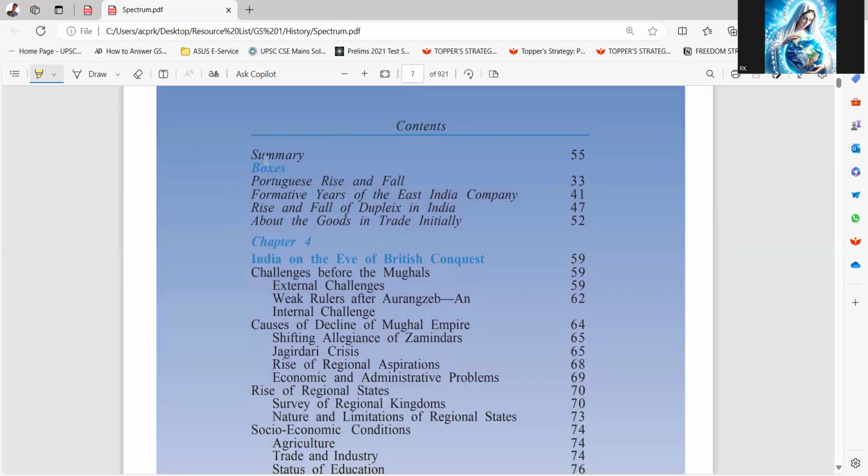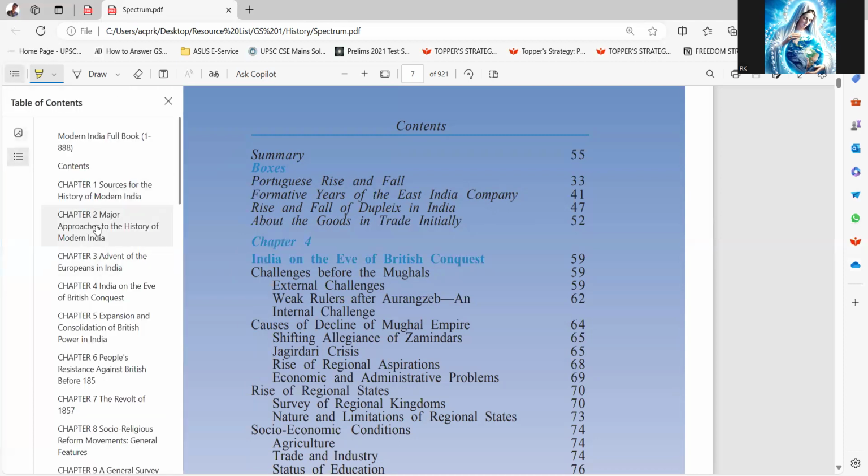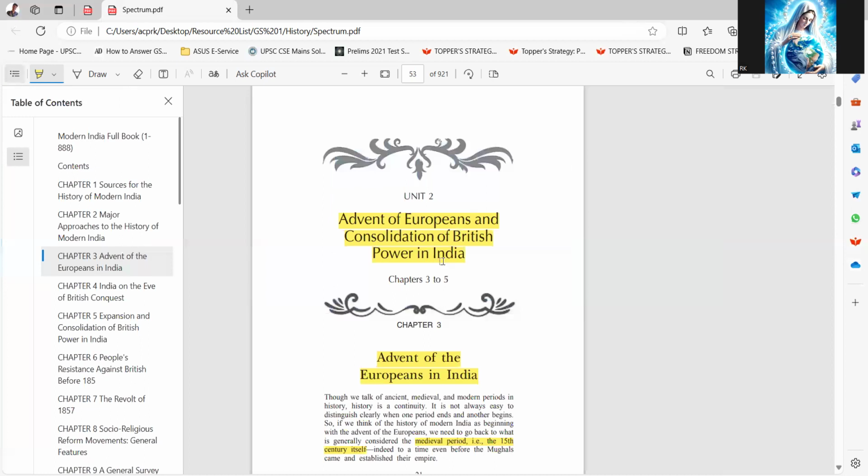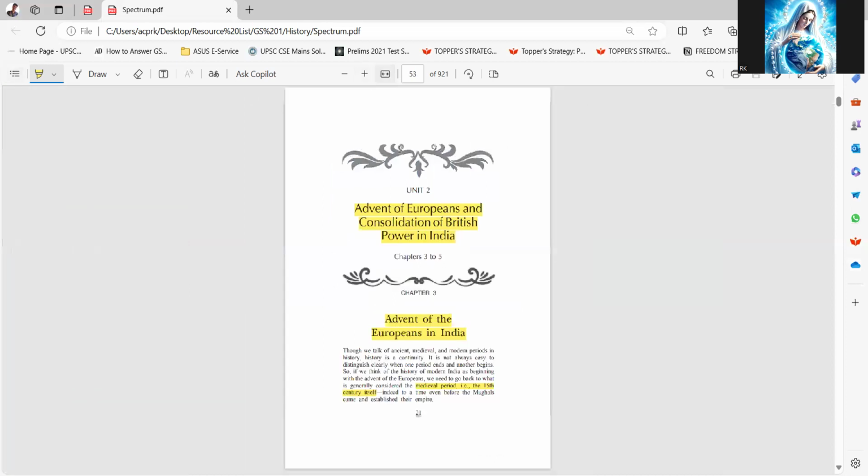Then in summary and boxes: Portuguese rise and fall, formative years of the East India Company, rise and fall of Dupleix in India, about the goods in trade initially. Okay, so we will discuss Chapter 3, Advent of the Europeans in India.